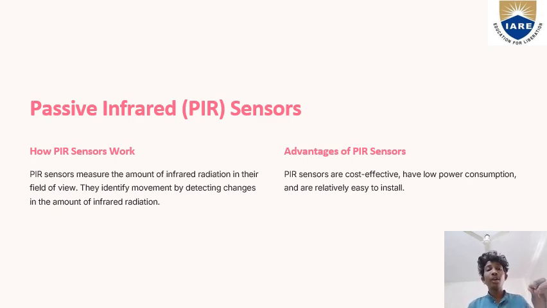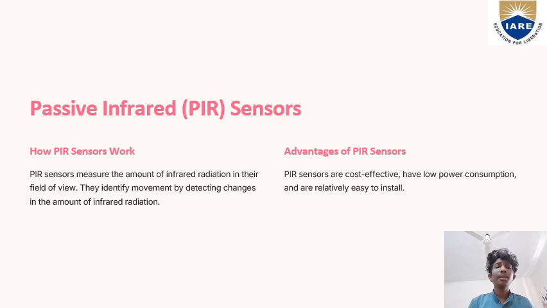sends the signal to the processing unit. Triggering: the processing unit analyzes the signal and triggers an alarm or activates the device if the signal exceeds the preset threshold. Advantages of PIR sensors. PIR sensors are cost efficient, have low power consumption, and are relatively easy to install. PIR sensors consume very little power, making them suitable for battery-powered use, and are relatively inexpensive compared to other motion detection technology.